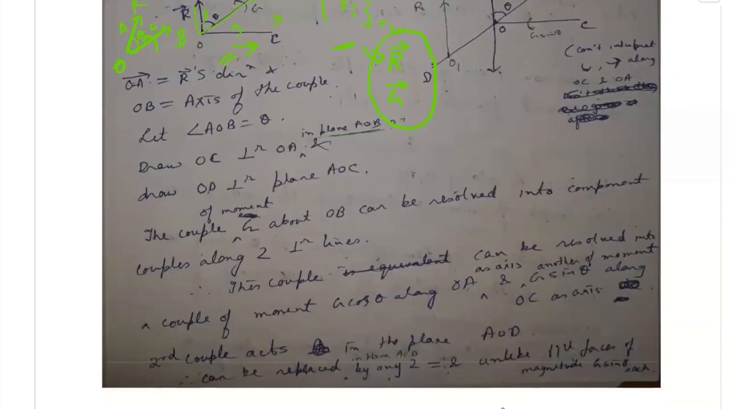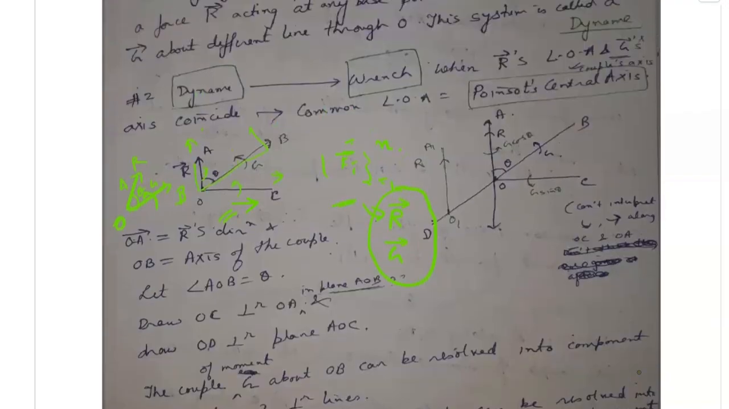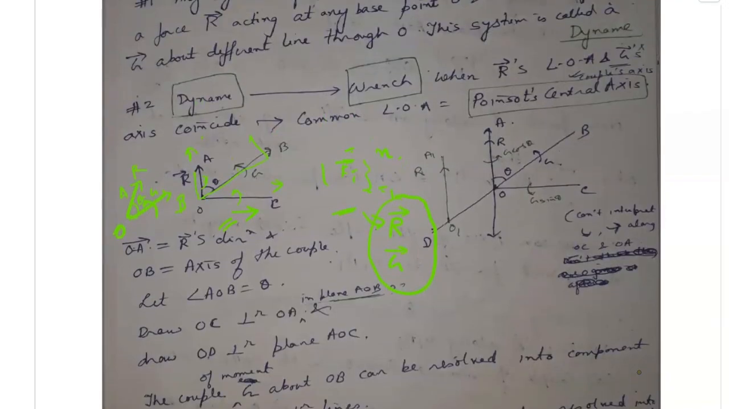Now you see, the second couple acts in the plane AOD. Second couple means this G sin theta. It acts in the plane AOD and can be replaced by two unlike but equal, that means equal magnitude, parallel forces, G cosine theta each. What I'm saying here is, this is your G sin theta couple, the moment of the couple, one of the components of the original couple. Now it is acting along this axis, which is revolving like this. So this axis is again perpendicular to this plane AOB. So what can I say?